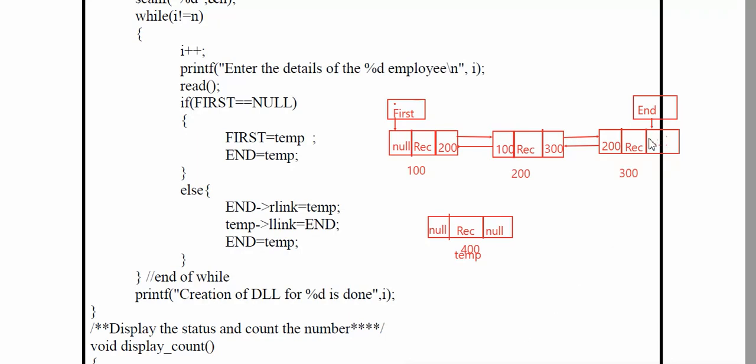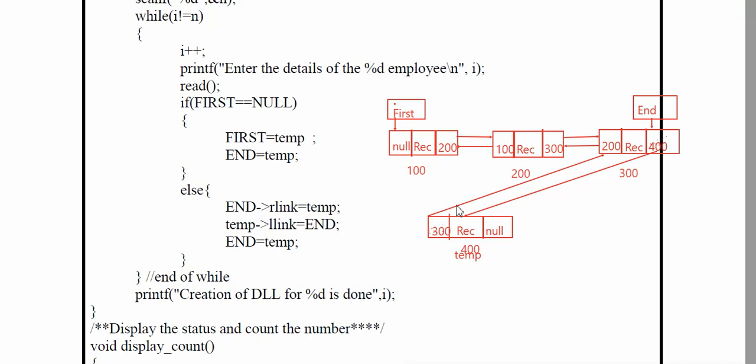So end r-link will contain the address of the temp node, that is 400, and temp l-link is equal to end. The address of the last node is 300, so that will be placed in this location. That means we have established a link from the end of the list to the temp node. Now this is our l-link for temp, so this will be filled with the address of the previous node, that is 300, and a link will be established to point to the previous node. So like this we have added the new node temp at the end.